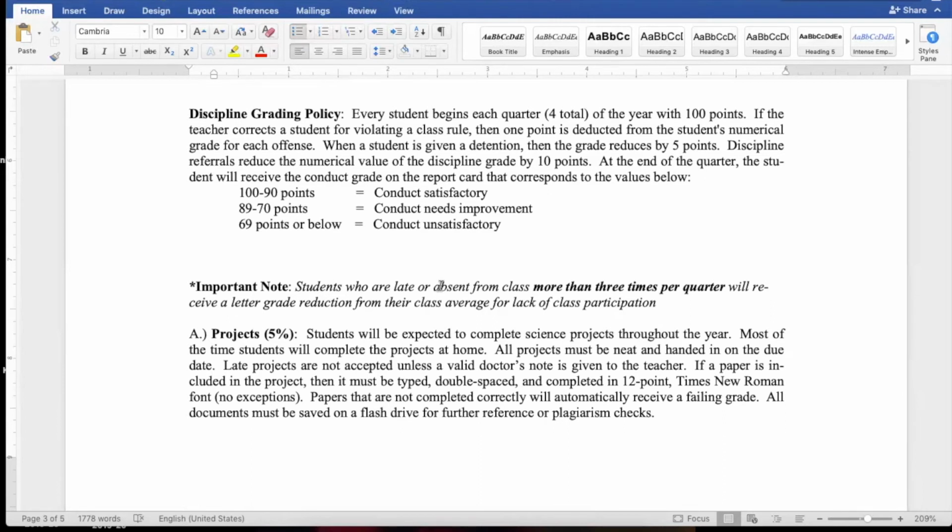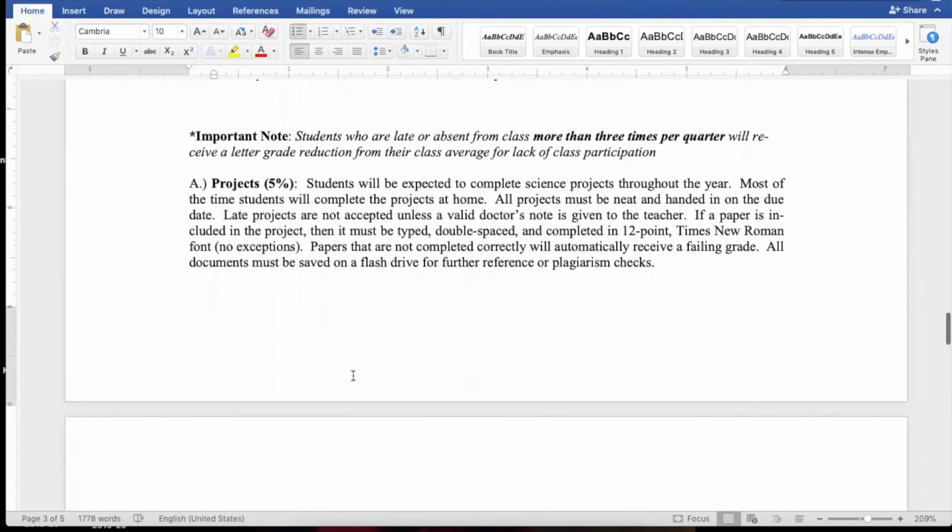At the end of the quarter, the student will receive a conduct grade on the report card that corresponds with the values below. From 90 points to 100 points, satisfactory. 70 to 89, conduct needs improvement. 69 and below, conduct unsatisfactory. Important note, students who are late or absent from class more than 3 times per quarter will receive a letter grade reduction from their class average for lack of class participation.